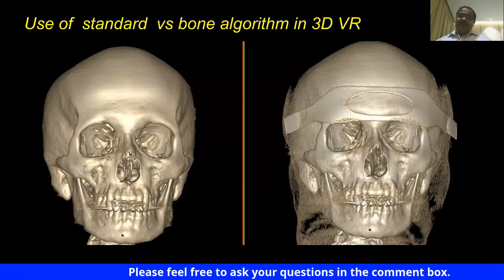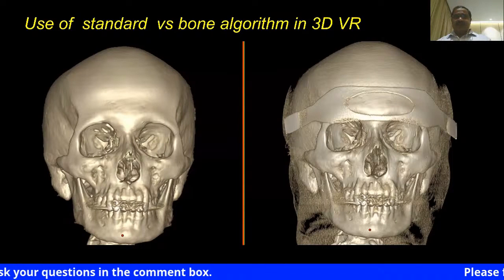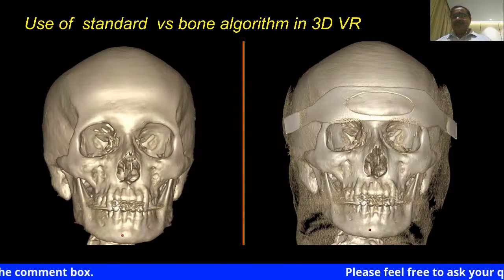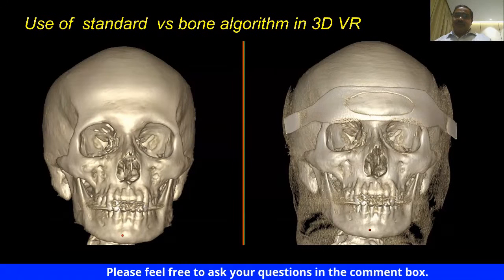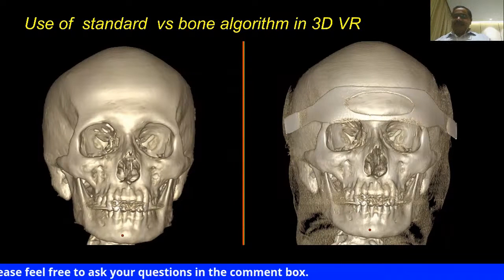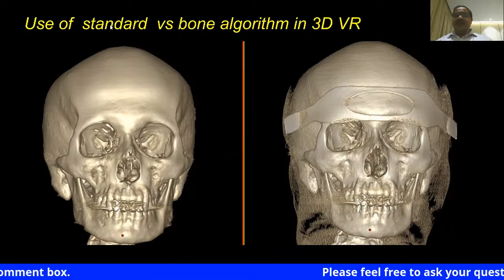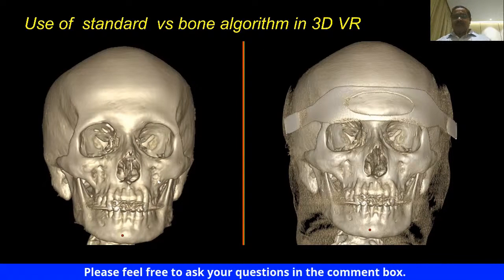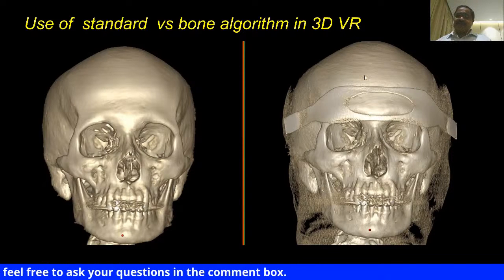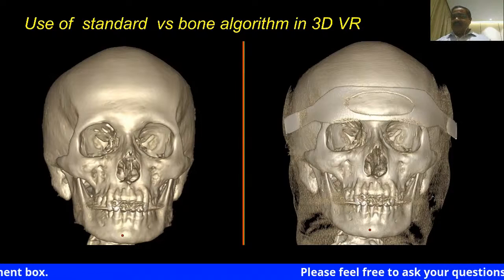Now, which data set will you use for creating a 3D? Whether you will use a bone reconstructed algorithm image for creating a 3D, or you will use a soft algorithm for creating a bone 3D. In every practical circumstance, it's better to use a standard or a soft reconstructed image to create a volume rendered 3D. Here I'm putting two images in front of you. One is done with the standard algorithm and the second one is done with the bone algorithm. You can see the bone algorithm 3D image throws a lot of artifact compared to what is done with the standard algorithm.